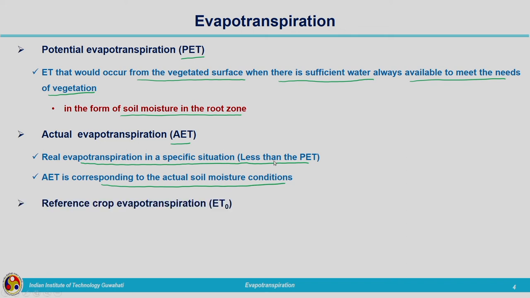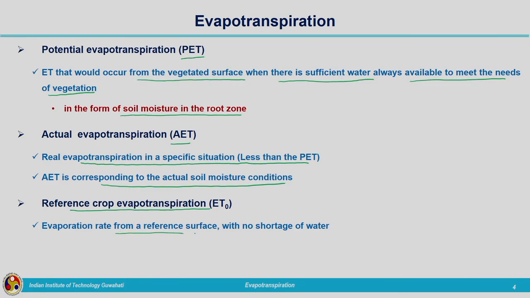And related to this, another term we should know is the reference crop evapotranspiration. Usually we denote it by ET0, reference crop evapotranspiration. What is it? It is the evaporation rate from a reference surface with no shortage of water. A surface is considered as the reference surface, a vegetated surface; we will be having grass planted over there. From that surface, with an abundant quantity of water provided, what will be the evapotranspiration taking place? That is the reference crop evapotranspiration.